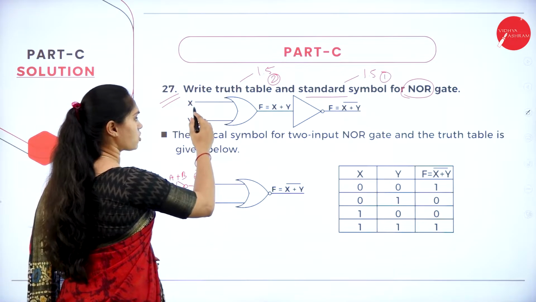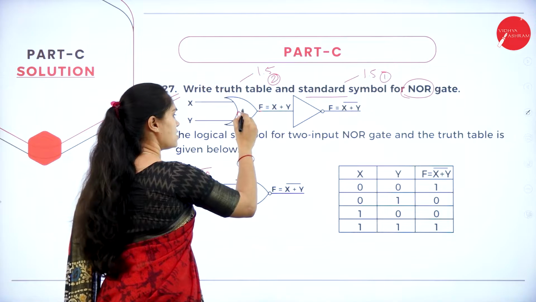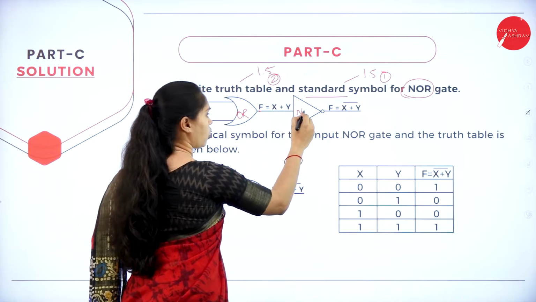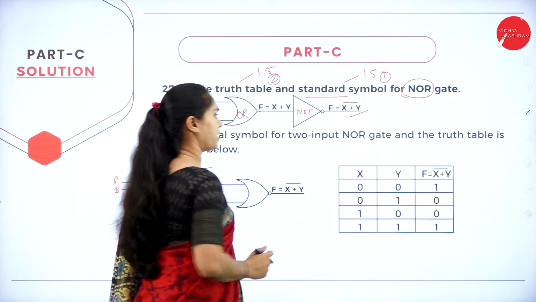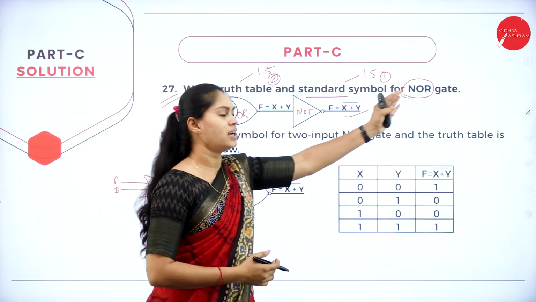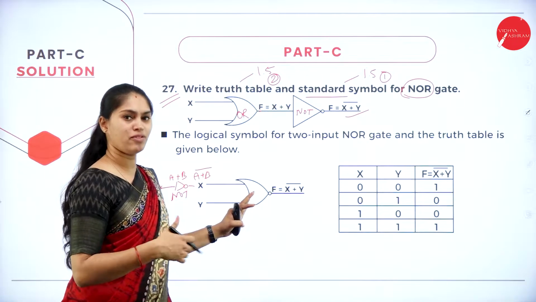I'm taking two values called x and y, then the final answer will be x plus y because this is an OR gate. Then if I put a NOT gate to it, that is, if I put an inverter to it, then it will be complemented. Then it will become a NOR gate.